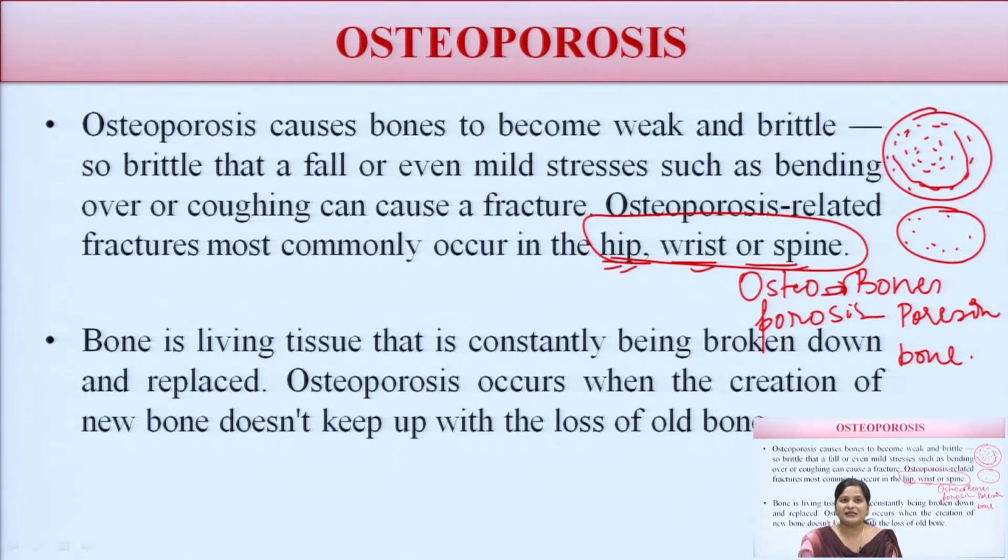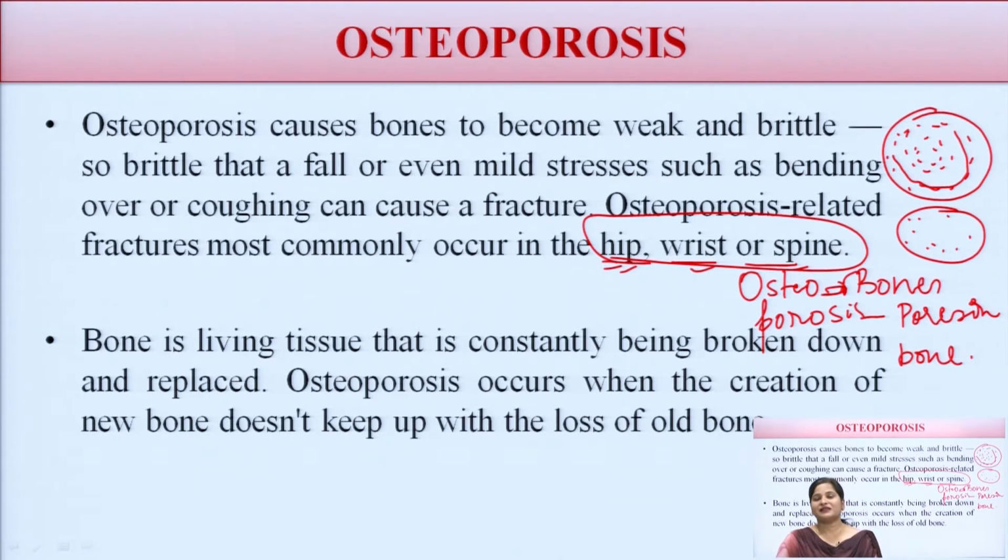Now bone is a living tissue that is continuously being broken down and replaced by the deposition of calcium, phosphate and other minerals which help in the formation of the bones. If we talk about which category bone comes under, bone comes into the connective tissue category, right?